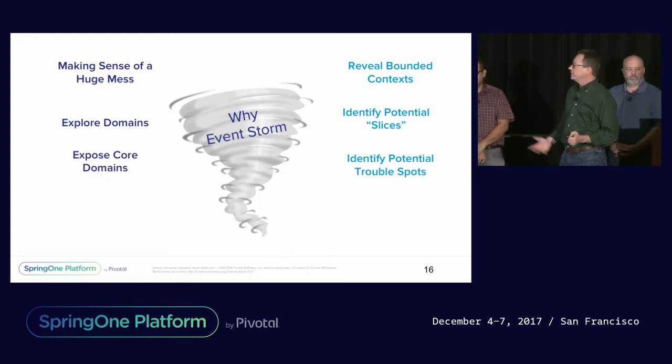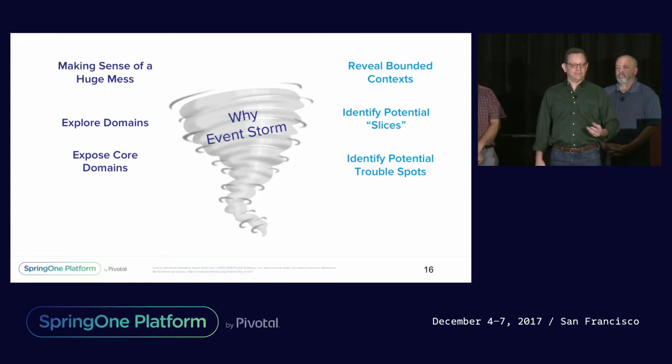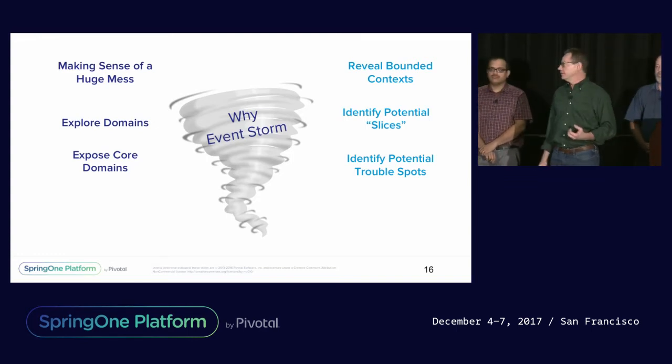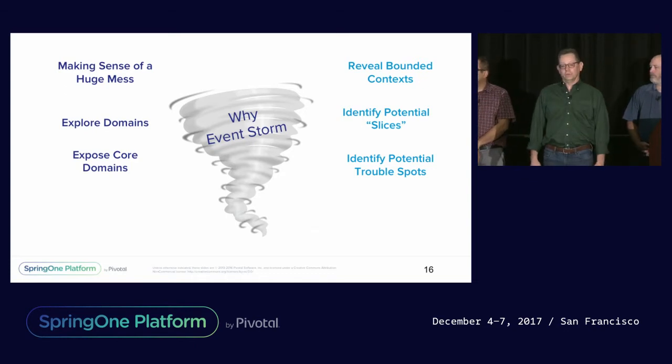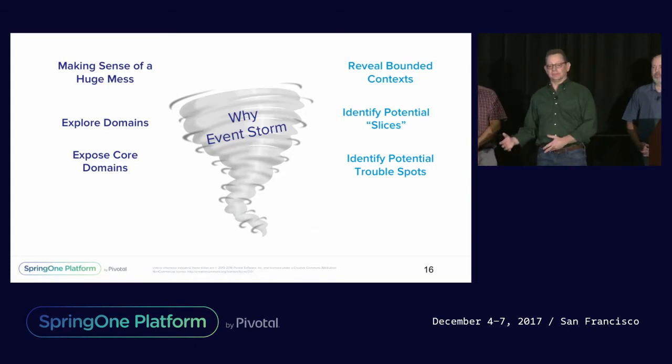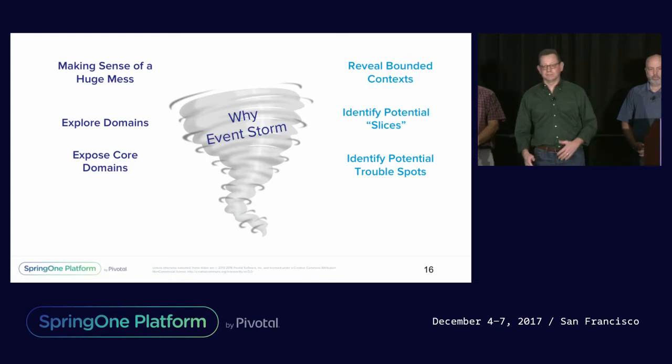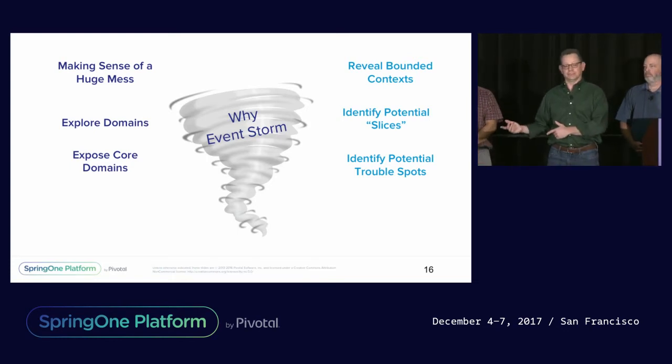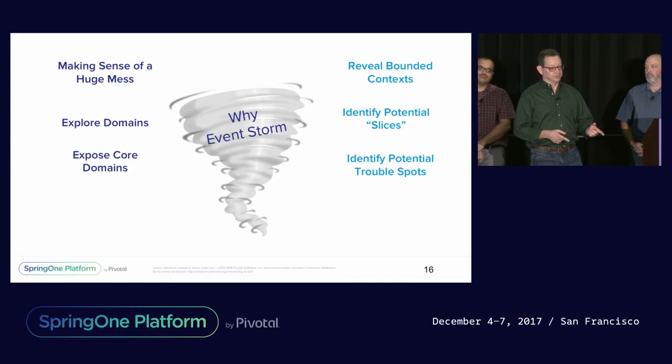Explore core domains. We want the key pieces, right? We want to know where the trouble spots are, where we need to start with, all those things that we showed you in the model before. We want to know those so either we address the trouble spots or avoid the trouble spots. Sometimes the best place to start is where there's trouble. Sometimes the worst place to start is where there's trouble.